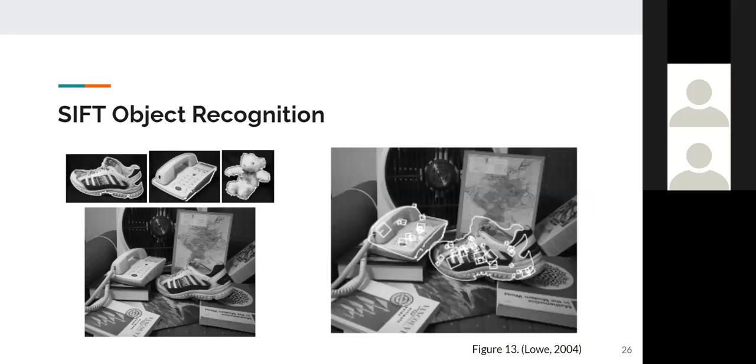So in SIFT, one of its main applications is object recognition. Object recognition is shown in the figures on your screen. Using model images for 3D objects, so the shoe, the telephone, and the bear, their outlines are extracted. Using the model outlines and image keys, object recognition is conducted, as is shown on the figure to the right.